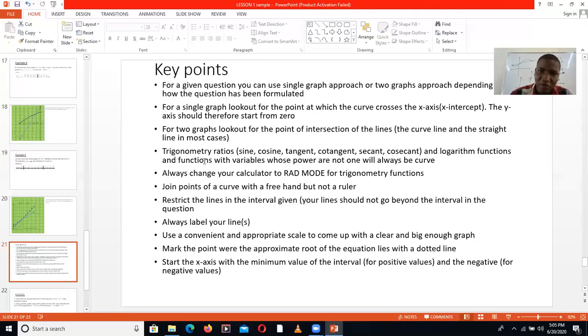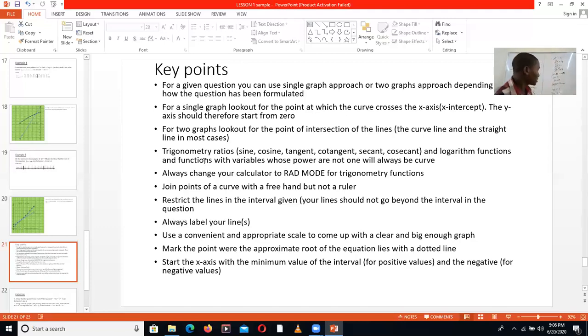They will always be curves. So while sketching, you have to take note of that. Then always change your calculator to rad mode. For trig ratios, trig functions, when you see a trig function or trig ratio in any function, then change your calculator to rad mode. Join points of the curve with a free hand, but not a ruler.